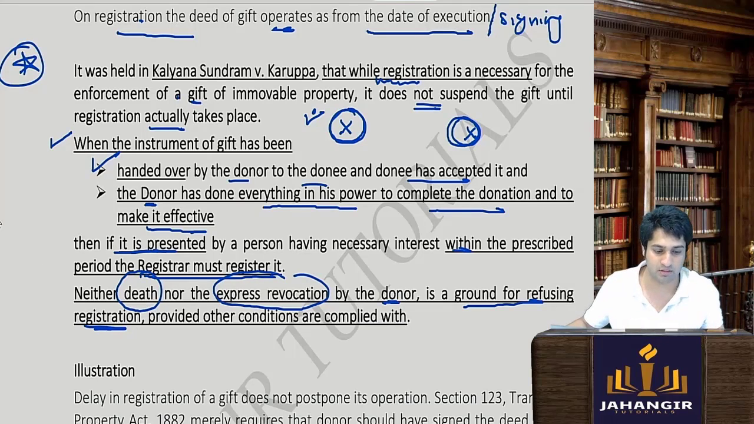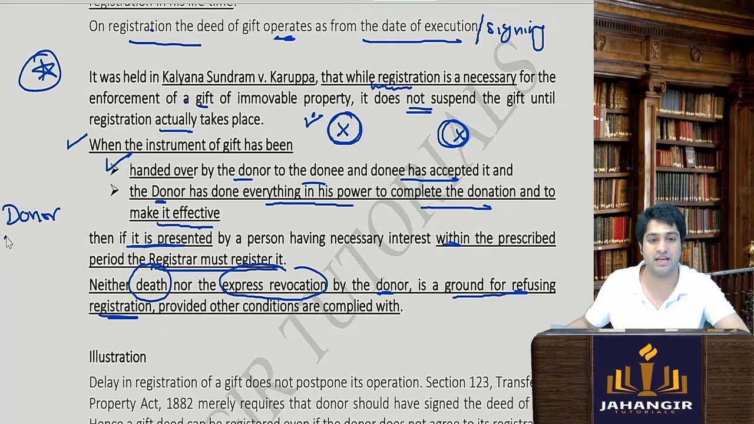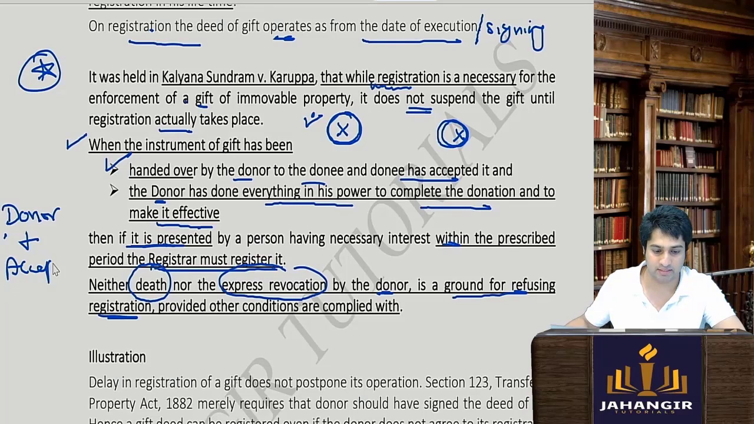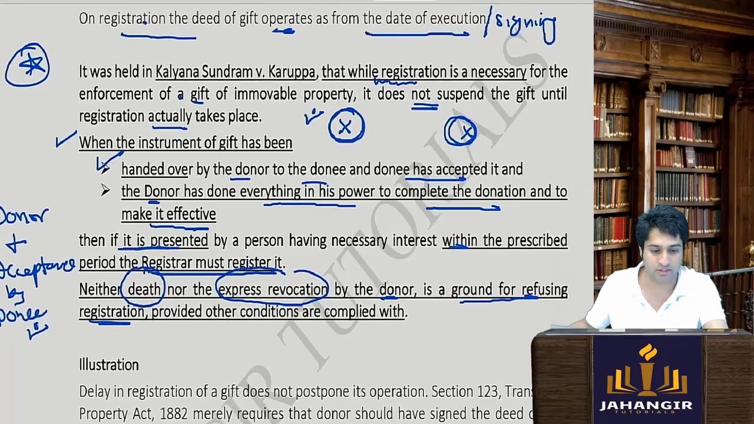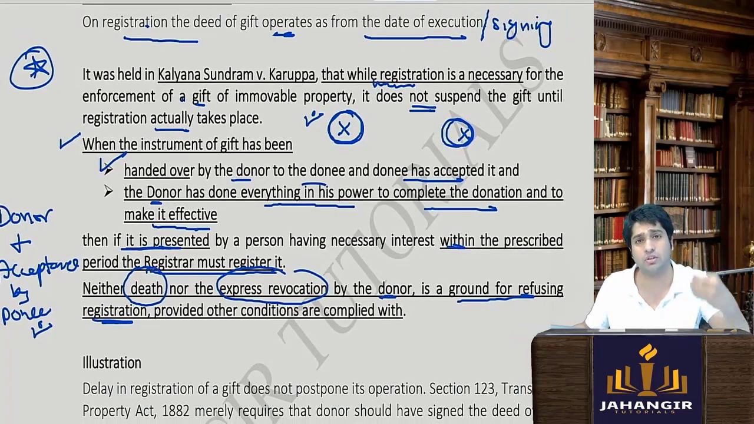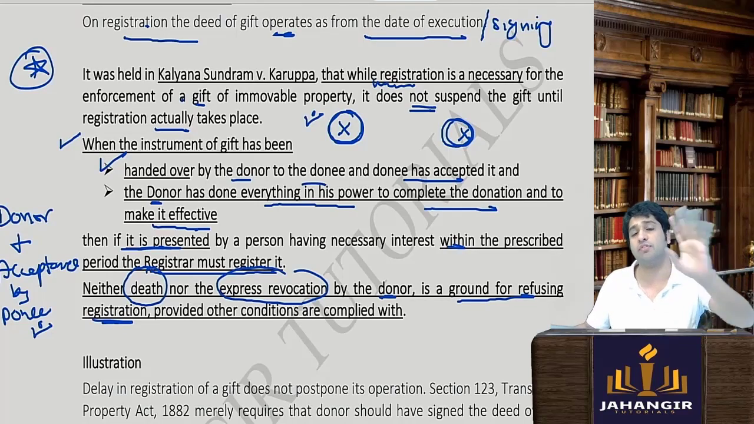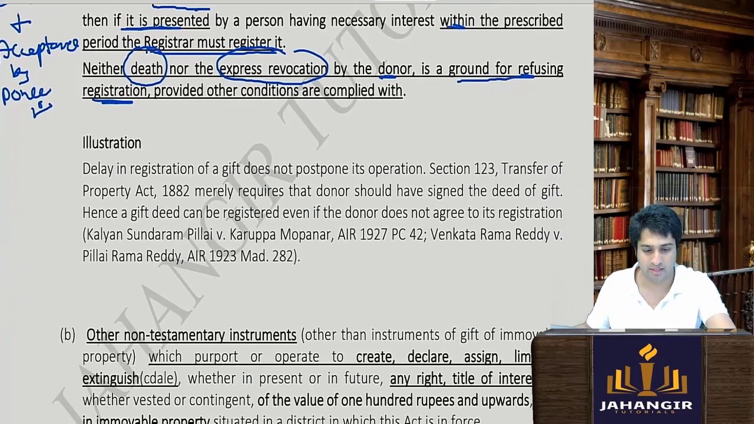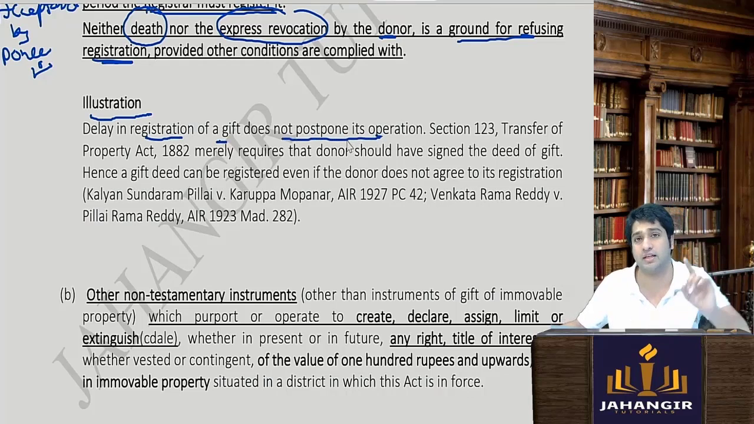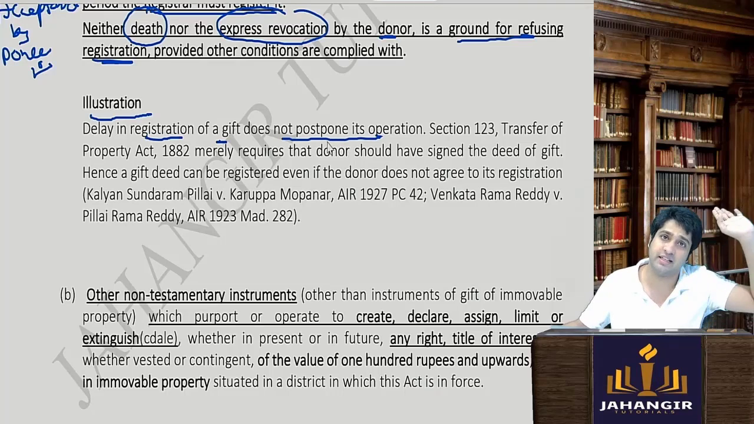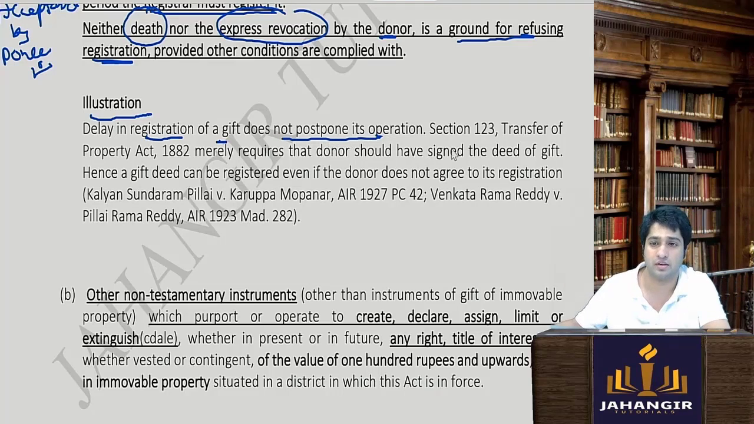Neither death nor express revocation of the donor is a ground for refusing registration. So once the donor has gifted the property and the donee has accepted it, then the gift is valid and the registration can take place. The donor also cannot then refuse it. एक बार उसने दे दिया, gift कर दिया, then you can't revoke it. Now, illustration. Delay in registration of a gift does not postpone its operation. जैसे हम लोग ने देखा था, it operates from the date of execution. Signing के डेट से. Registration तो बाद में होगा.